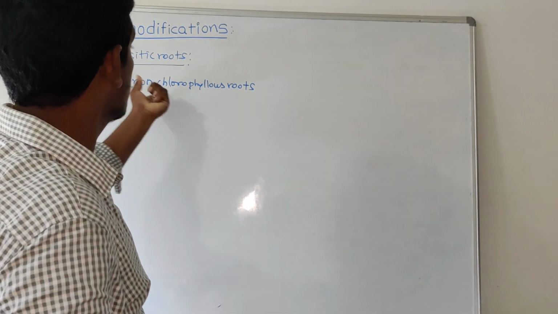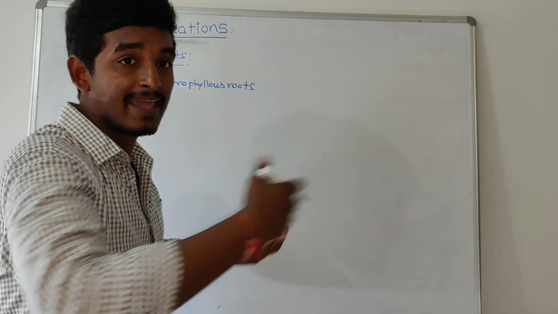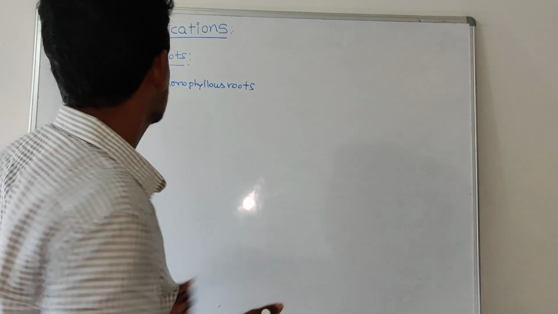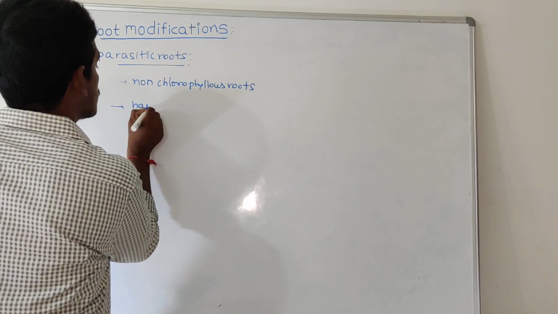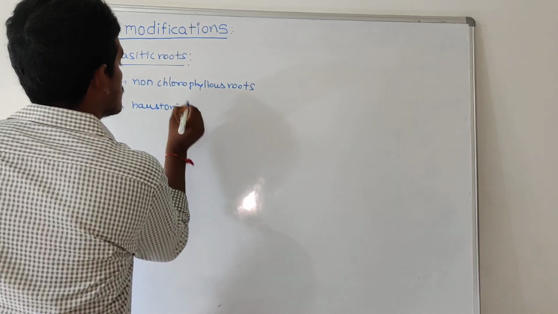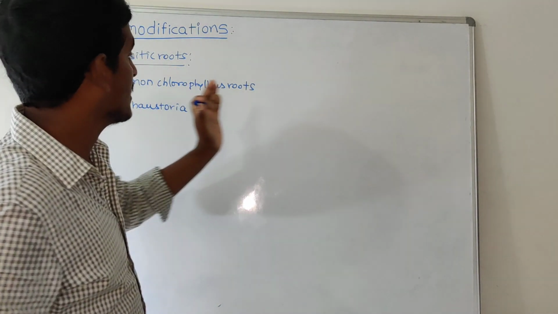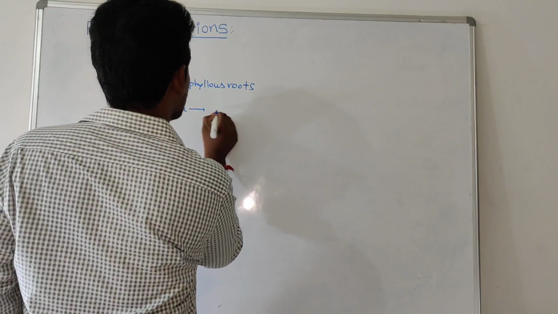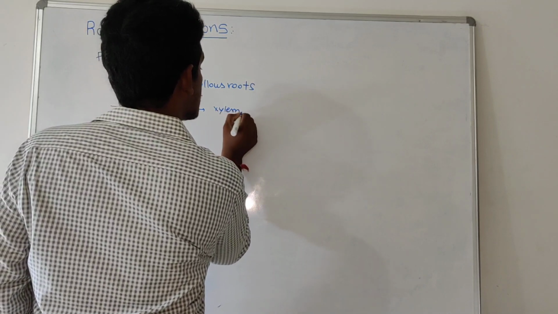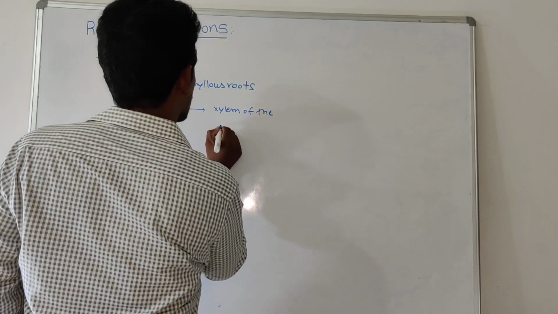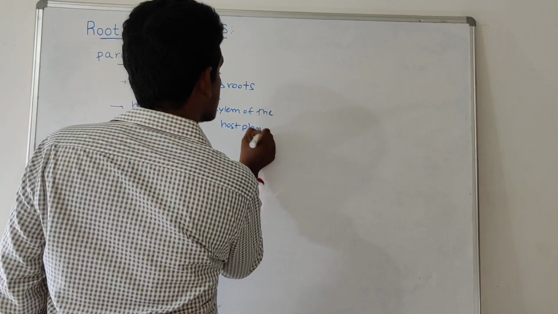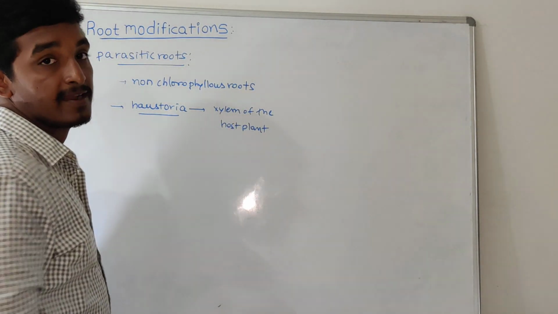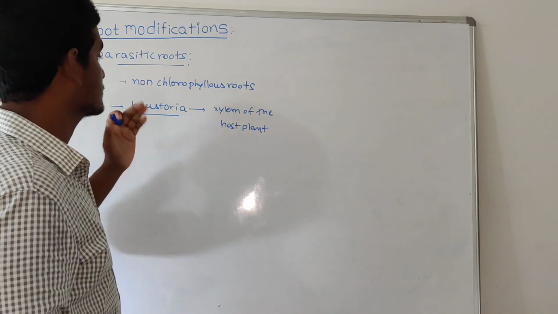roots. They depend on other plants, and take all the water and food material from the other plants with the help of some structures, called haustoria. This haustorium enters into the xylem of the host plant, and then it obtains entire water from the plant with the help of this haustoria structure.